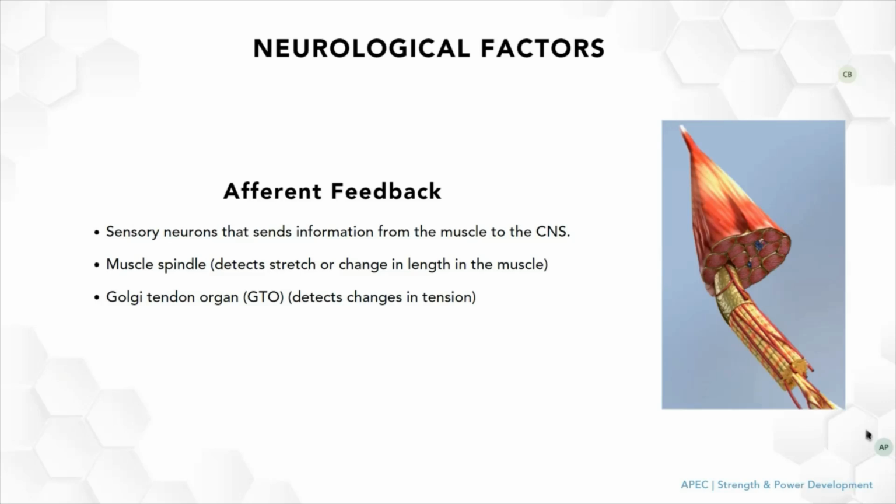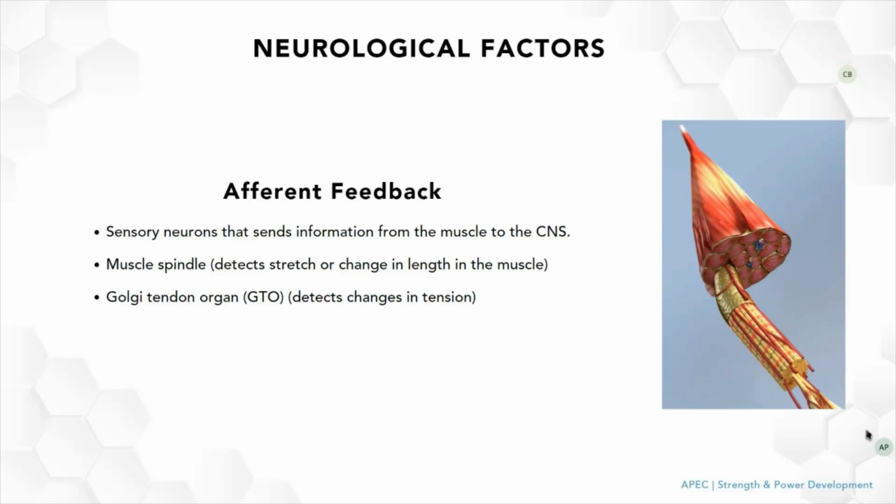Muscle spindles react to changes in muscle length. Think about when you're picking up a weight or performing some sort of activity, the muscle lengthens, and this change in length sends a signal to the brain telling it, okay, there's a change in length, we need to produce more force so we can perform this movement, okay? The GTO, on the other hand, detects change in tension.